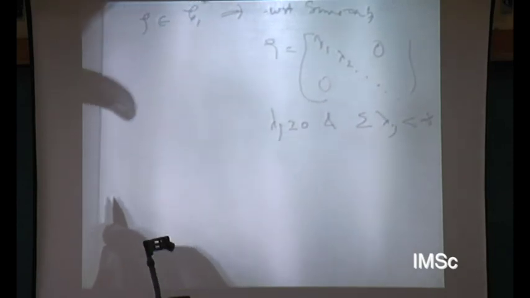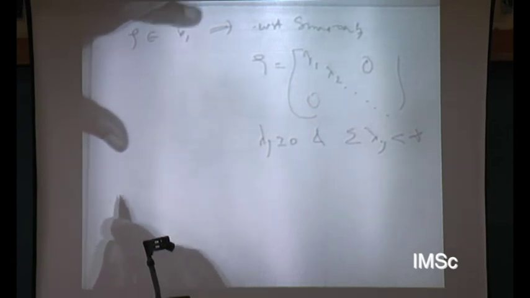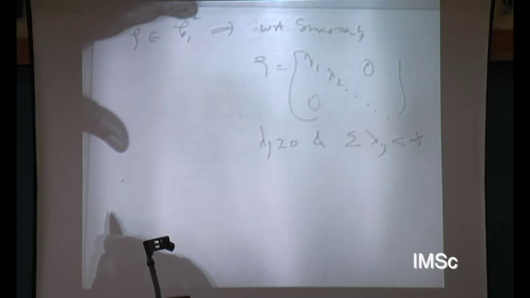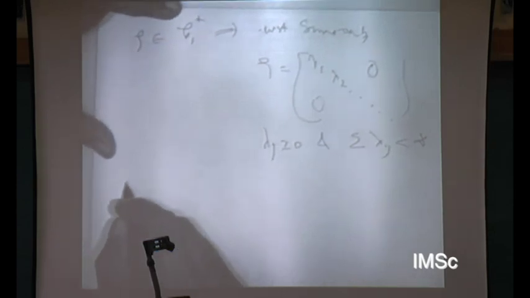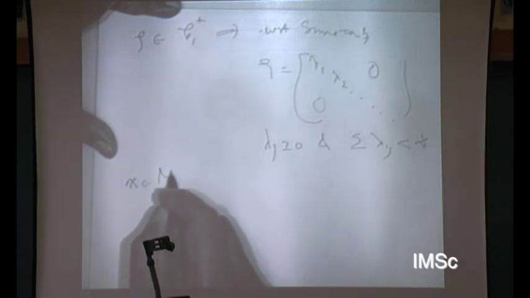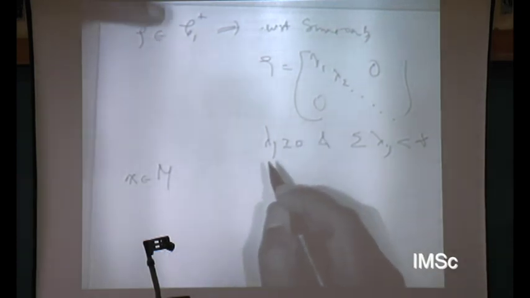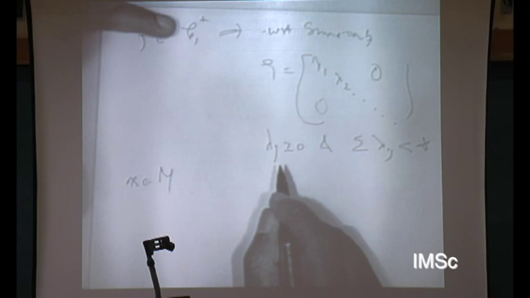So the conclusion is that if I take any operator x, then we have seen that the trace class operators form an ideal. Right?